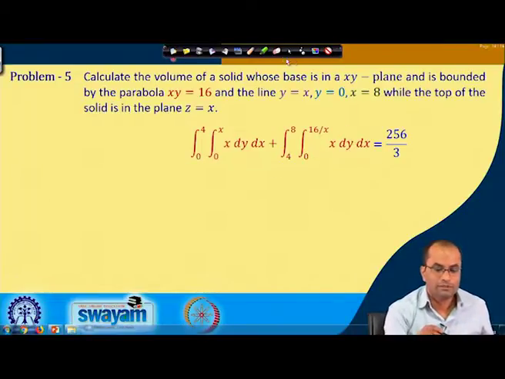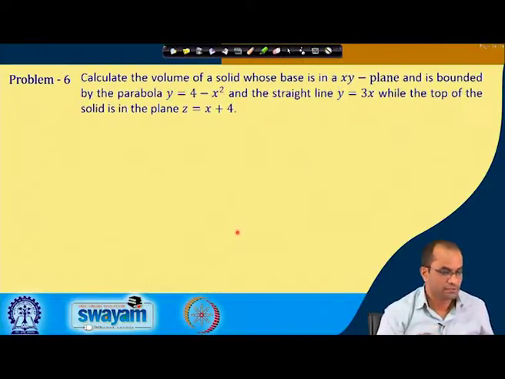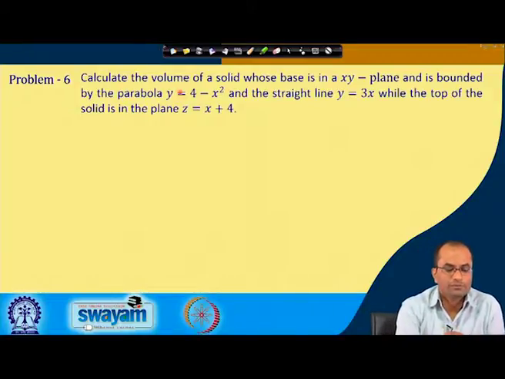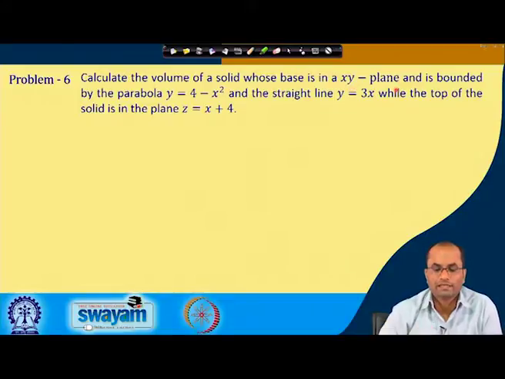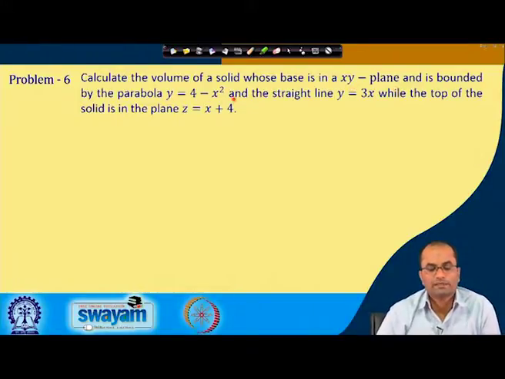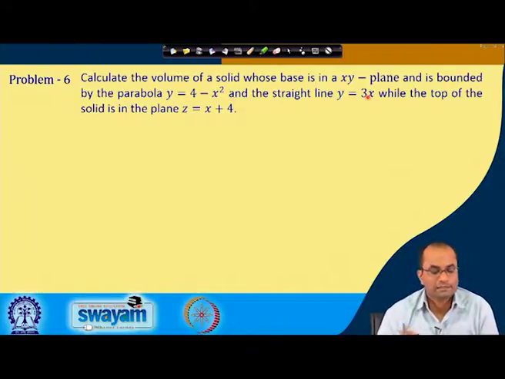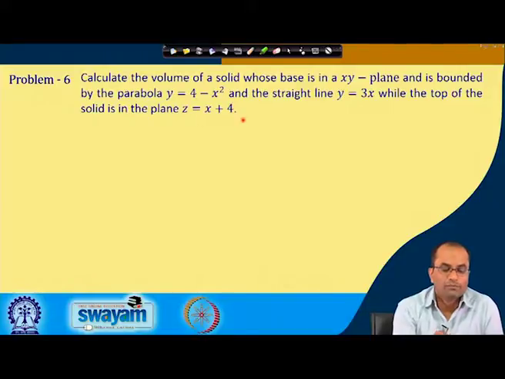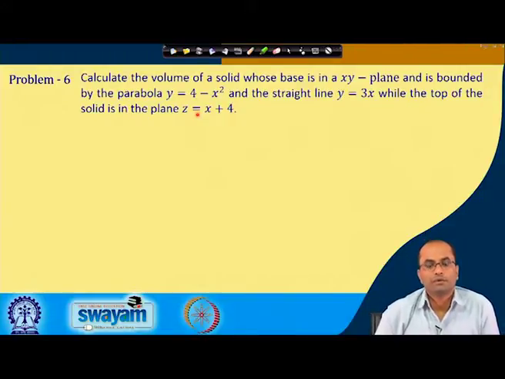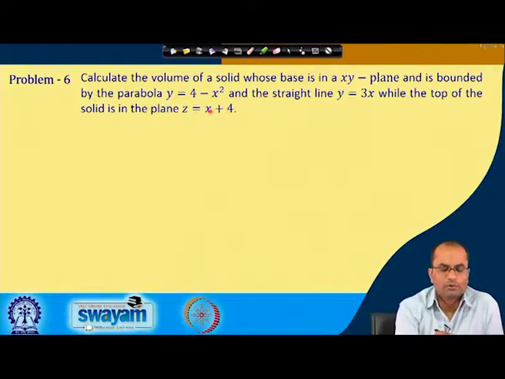And now, the last example of today's lecture. We want to compute the volume of the solid whose base is again in the xy plane, but now we have the parabola y is equal to 4 minus x square. We have the straight line y is equal to 3x, and on the top we have the plane z is equal to x plus 4. So, again a similar problem.